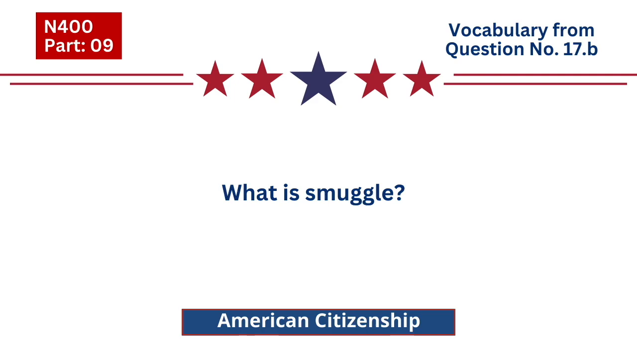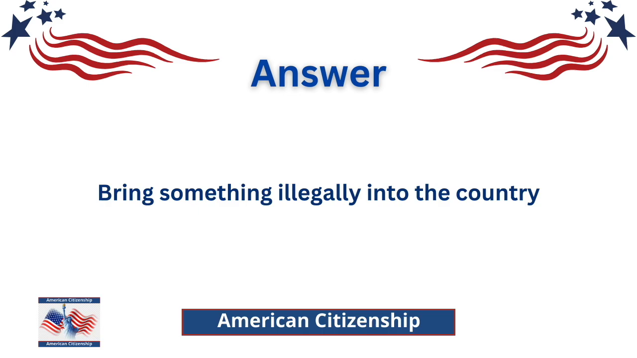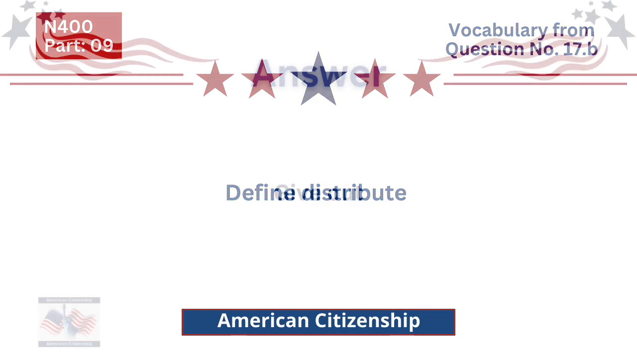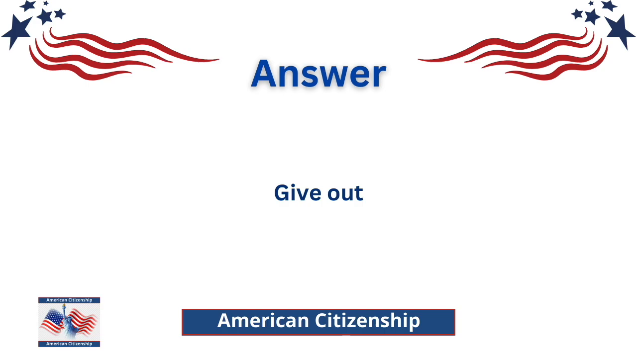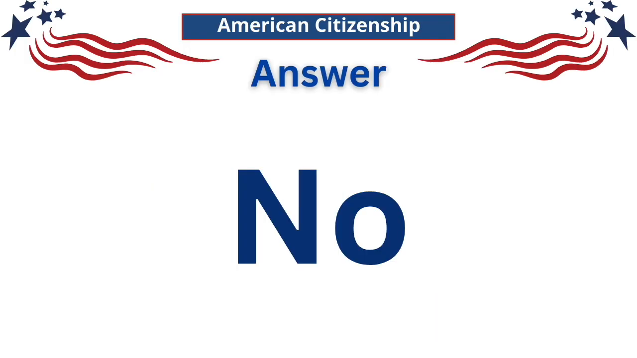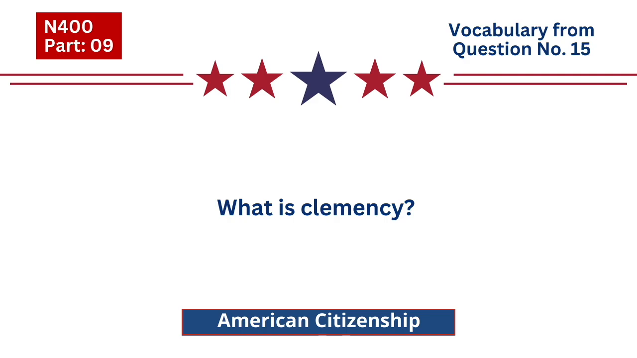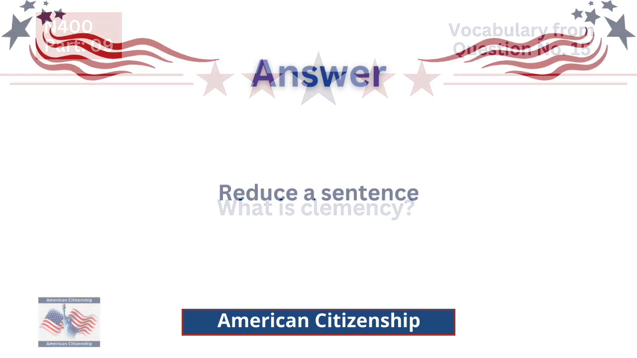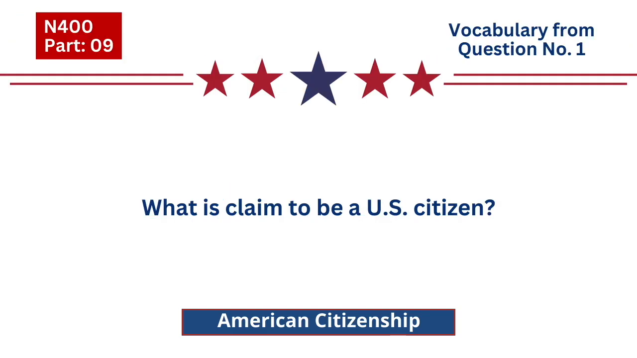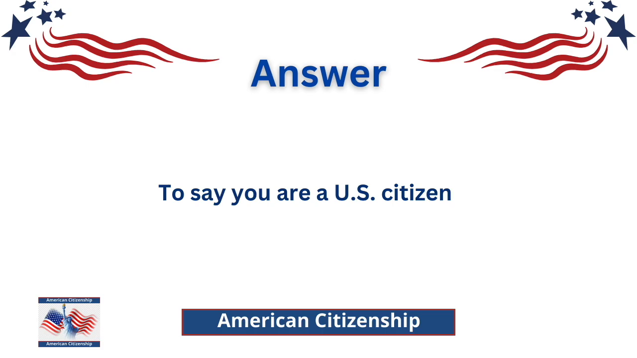What is smuggle? Bring something illegally into the country. Define distribute. Give out. Have you ever been married to more than one person at the same time? No. What is clemency? Reduce a sentence. What is claimed to be a US citizen? To say, you are a US citizen.